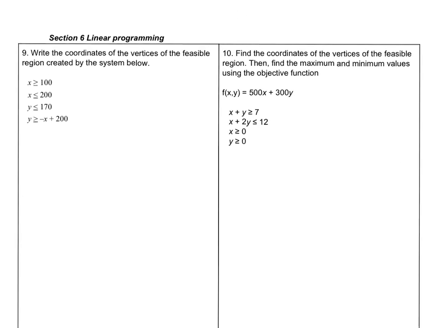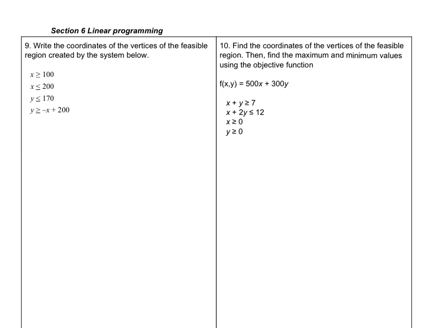So the last section, section 6, talked about linear programming. What we want to do is graph all of the inequalities in Desmos and then first identify the vertices of the feasible region, which is the solution region. So we have x greater than or equal to 100, x less than or equal to 200, y less than or equal to 170, and y greater than or equal to negative x plus 200.